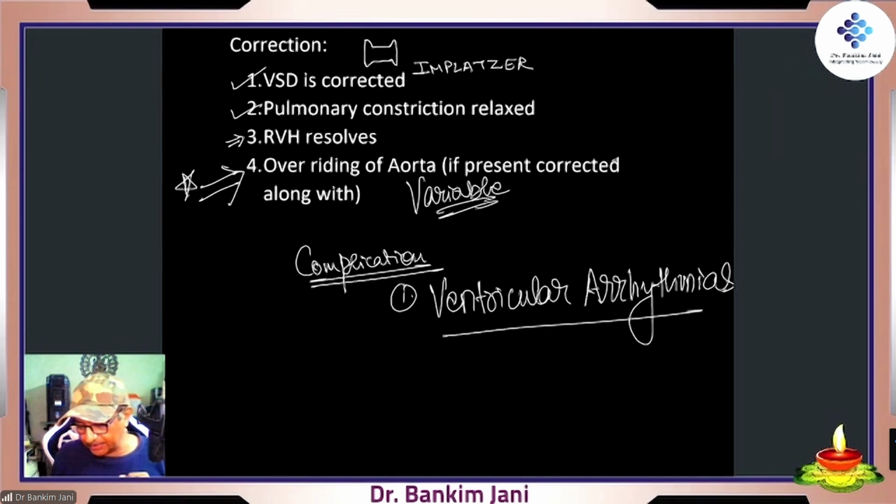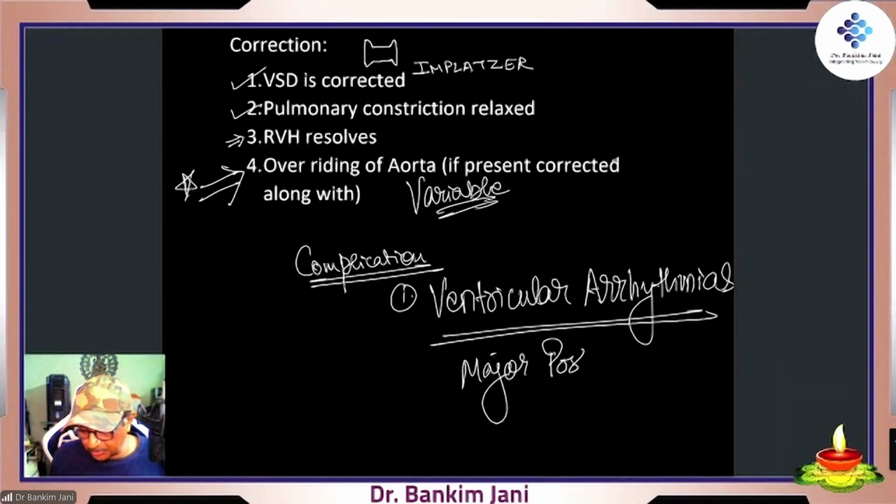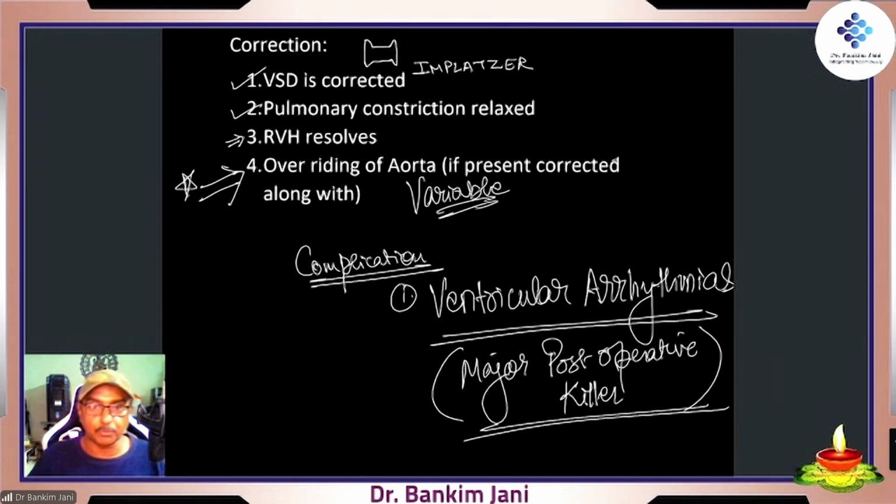Ventricular arrhythmias, right? Arrhythmia means everything related to the electrical system. There are several types, and we'll be discussing them. This is one of the major ones, and that's why it is called a major post-operative killer. This was one of the questions. You have done a fantastic surgery, but if this is not taken care of, it can cause problems.